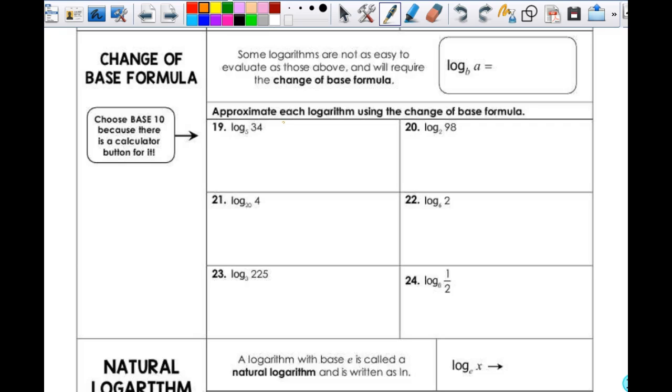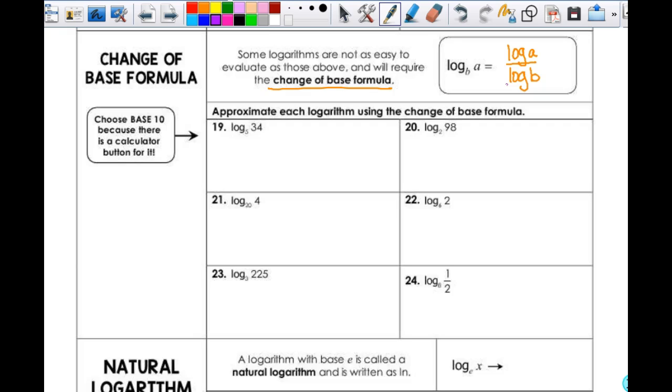So it says some logarithms are not as easy to evaluate as those above and will require the change of base formula. So whatever this is, log base b of a is going to be the same as log of a over log of b. Oh, that looks like a base. And that's log base 10. That's why we're not writing it on there, because I can't do a log base 5 on that calculator. I can only do log base 10 or natural log. And to remember how this goes, the base is the one that's on the bottom. Okay, so it's pretty easy to remember how to split it up.